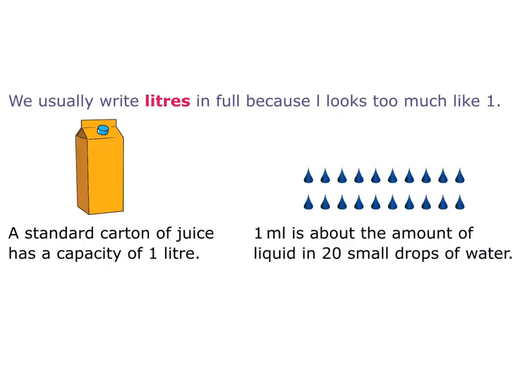So a standard carton of juice has the capacity of 1 litre. So your carton of milk, your carton of orange juice, your carton of almond milk. And 1 millilitre is quite a small amount. So it's about 20 small drops of water. So 20 raindrops would be what 1 mil is. So I suppose it's a very small amount, and we might use millilitres when we're talking about maybe taking small amounts of medicine and things like that. So it's really important that we can recognize the difference between a litre and a millilitre.